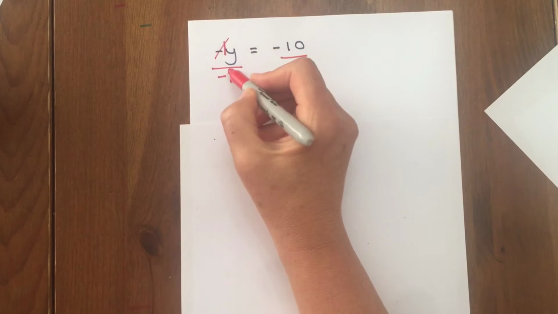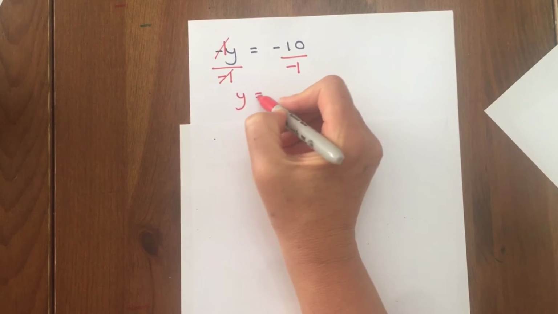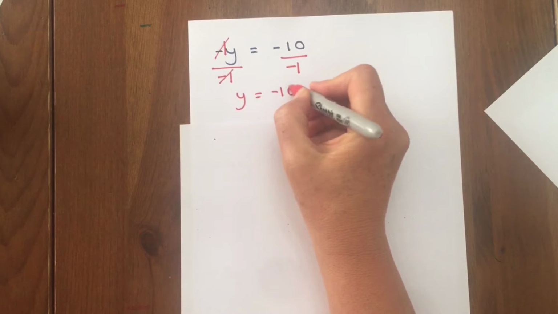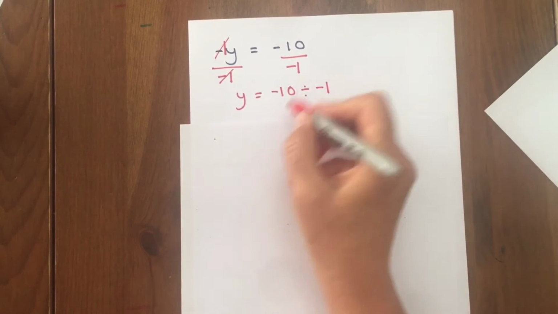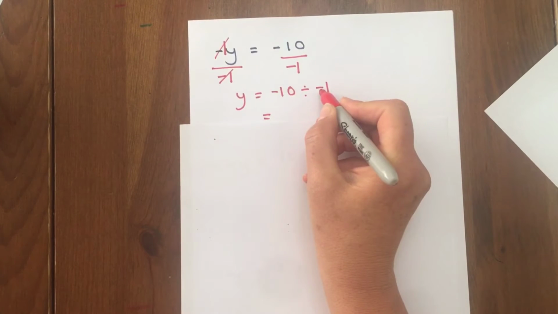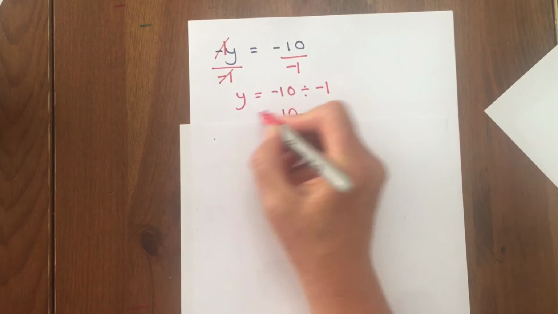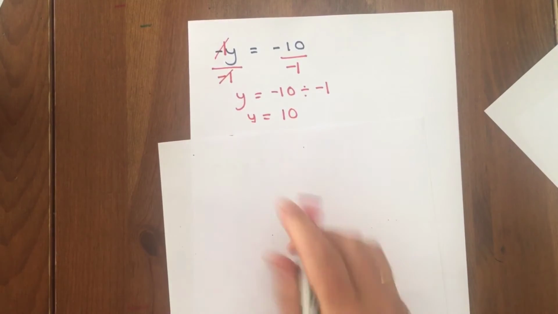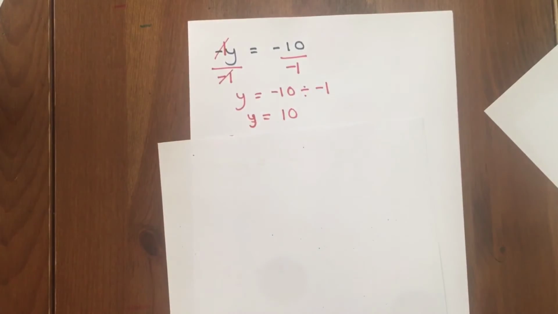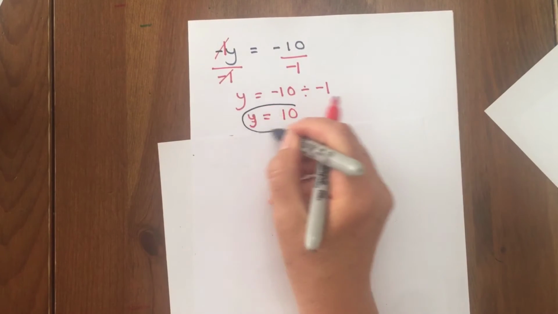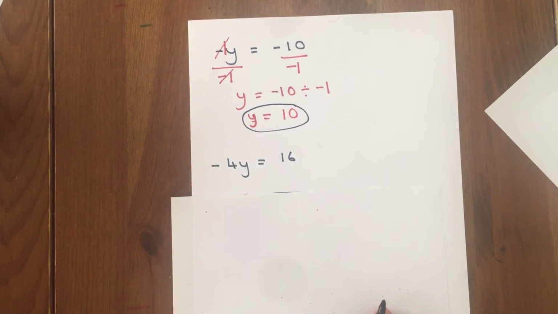So these will cancel and I'm just left with y. Negative 10 divided by negative 1. Negative divided by negative is positive. And I'm just left with 10. So y equals 10. Okay, what about this one?